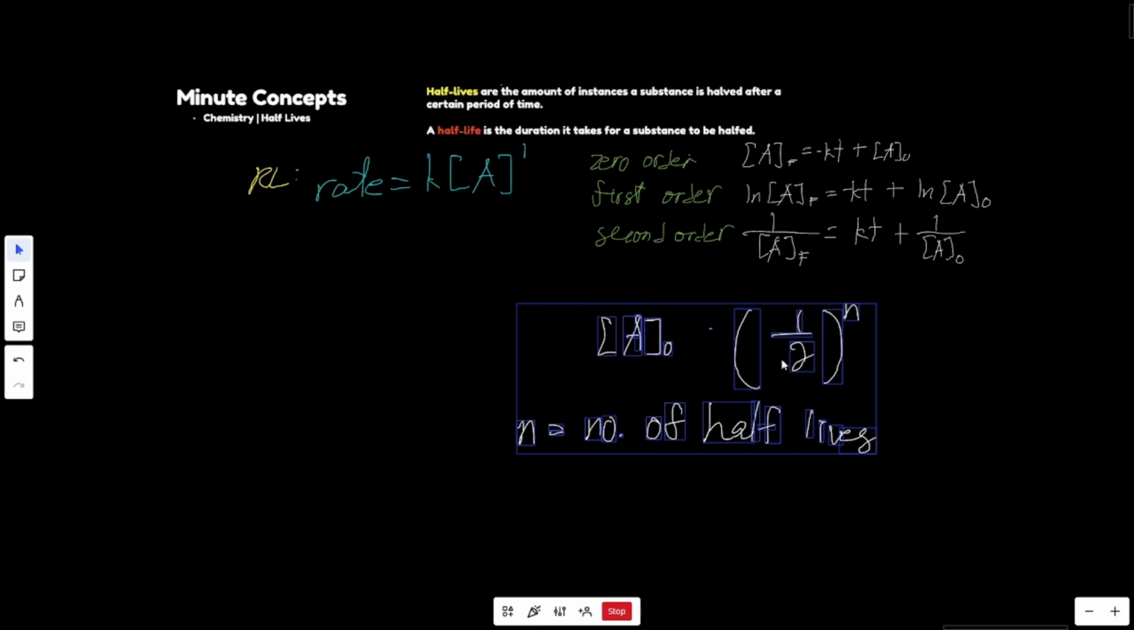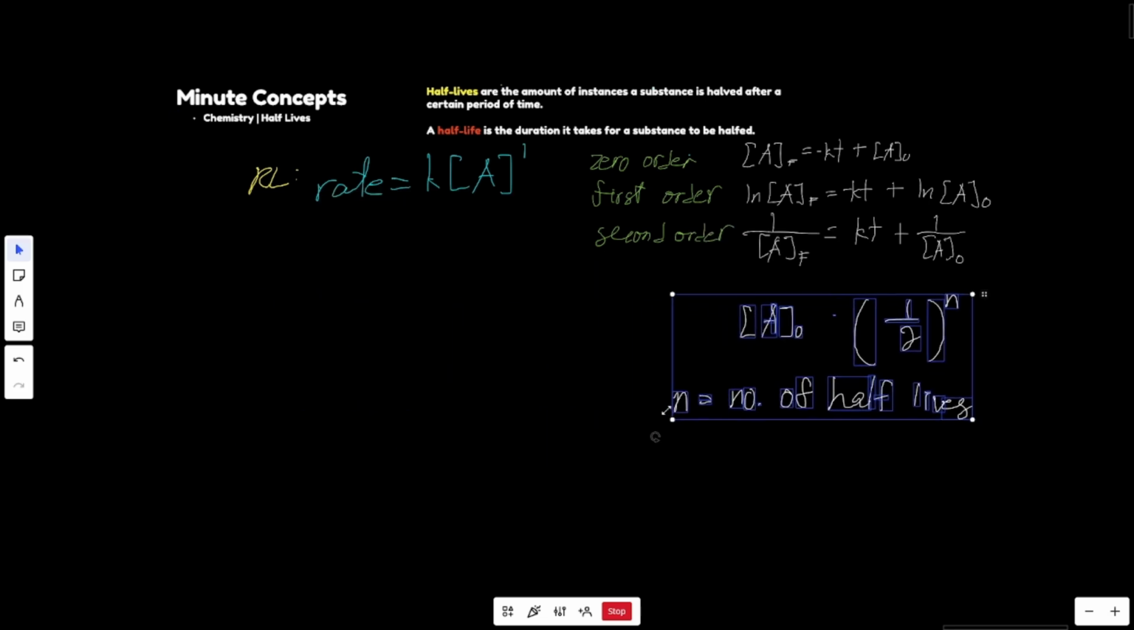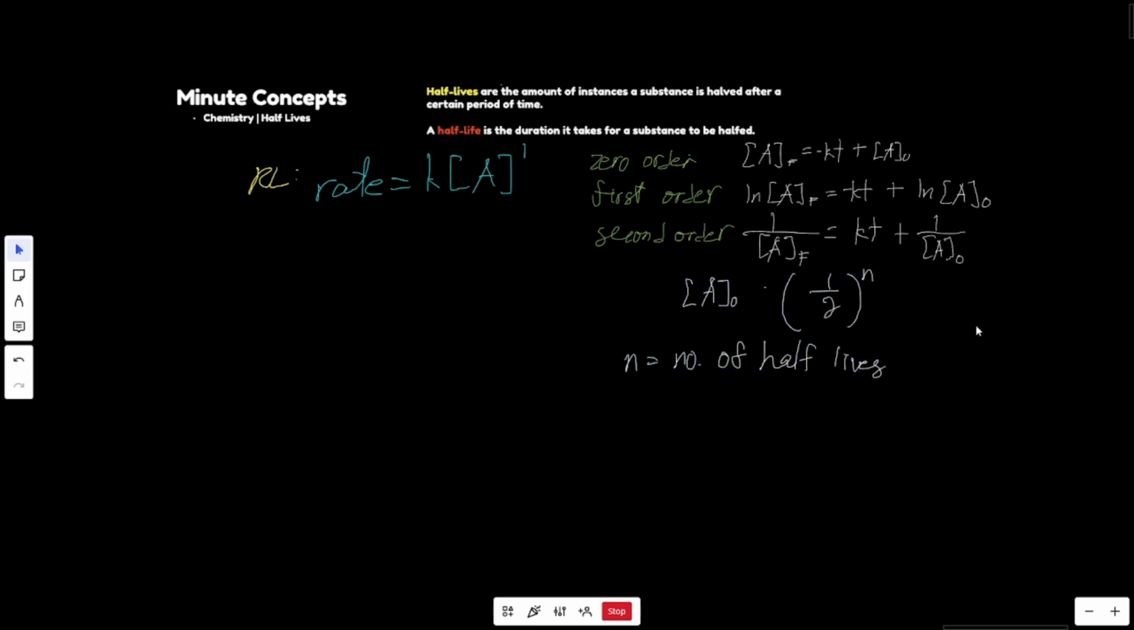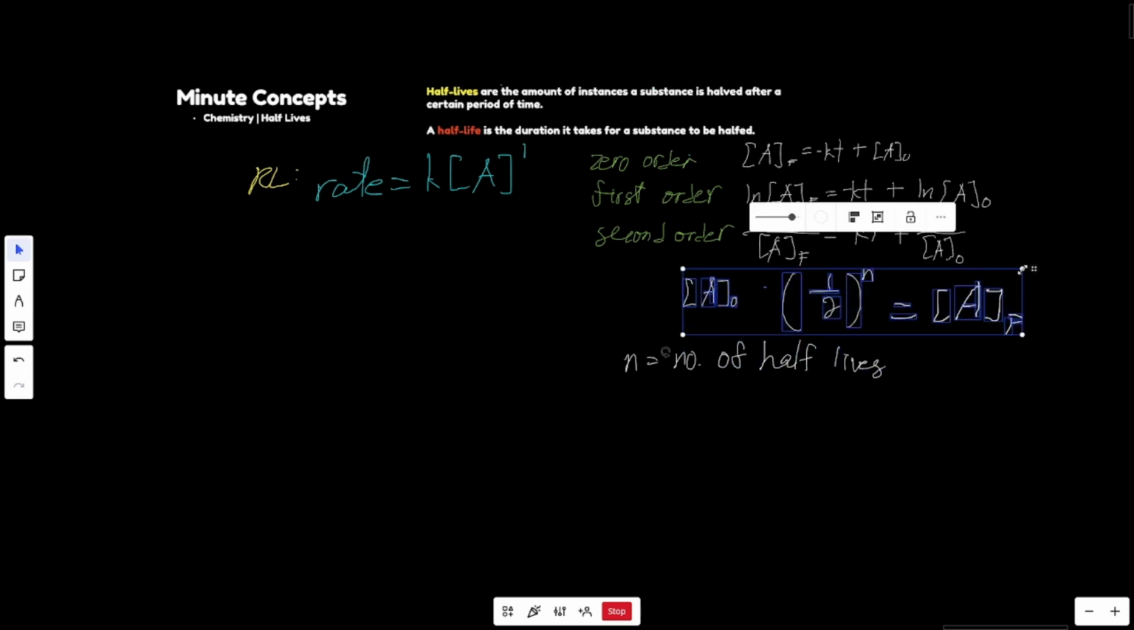Again, we use this formula to solve for the final concentration. Let's indicate that here, shall we? Let's put this equal to F. There. So this is our first half-life equation that we're going to be using for this video.